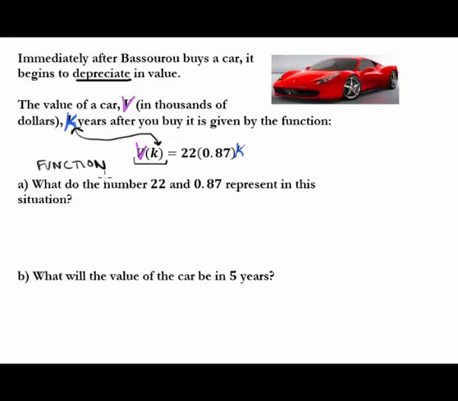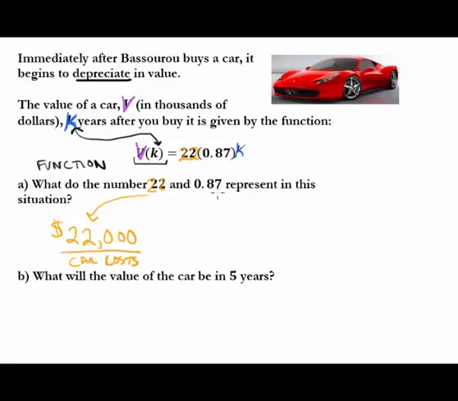Okay, well, the number 22, this is our initial amount. This is our starting amount. If we go back to our formula, we'll see that that's the a value there. So the number 22 in this case means that the car, when you bought it, was worth $22. No, of course not, right? It's the value of the car in thousands of dollars. So this means the starting value was $22,000. This is how much your car cost.